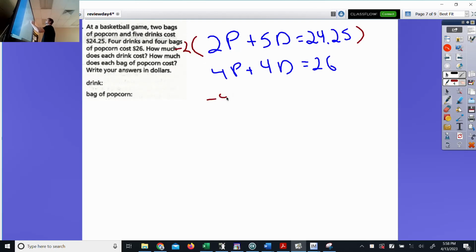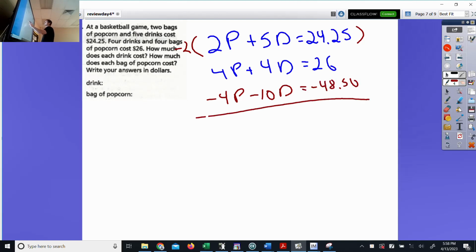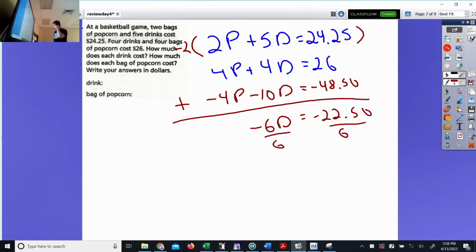Multiply that by a -2. It'd be nice if that was the way you could do every single one of them. And then add down. That's a -6 drinks on this one. If you put 26 and -48.50 together, you'll get -22.50. And you're going to divide by a 6. Now, what's that going to end up being? This one I think works out nice. Let's do the old long division.